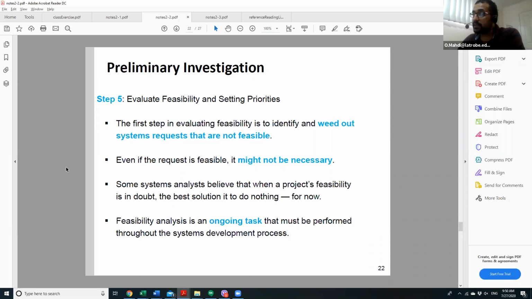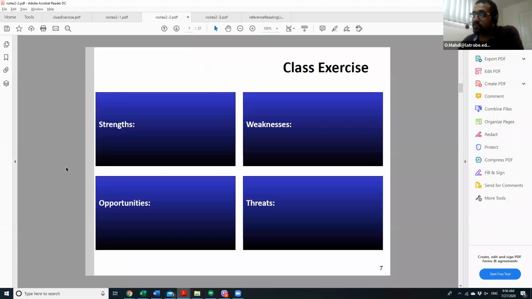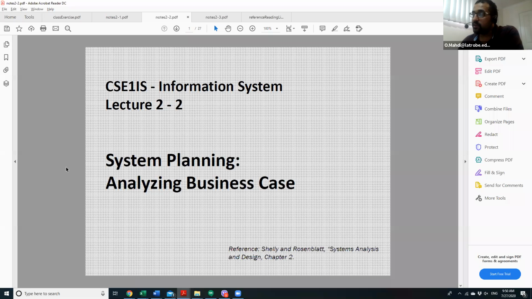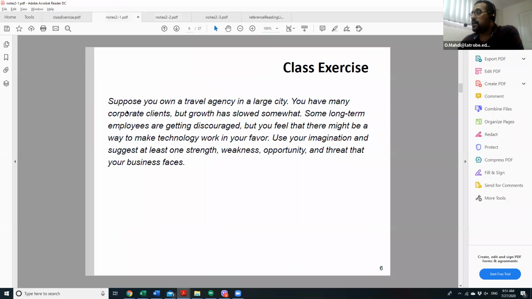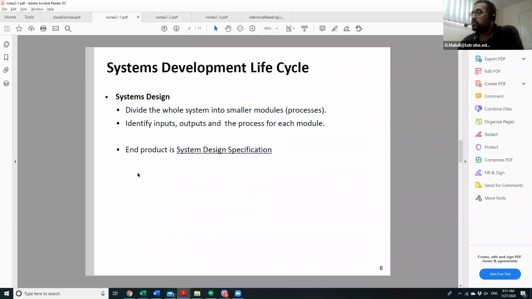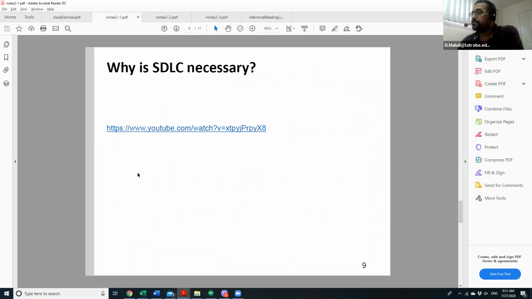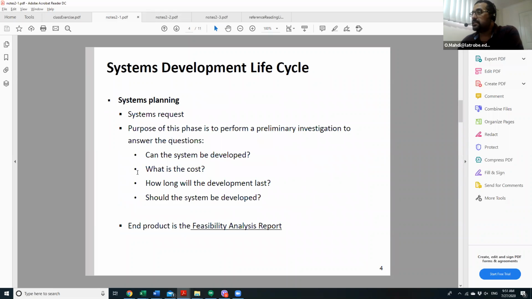Even if the request is visible, it may not be necessary, because sometimes when you come up with a new idea, it's not really required to have it, even if there's a reason. For example, when we talked about the first one, if you remember this one, where is it? This one, I know. The first one, when we said, where is it?